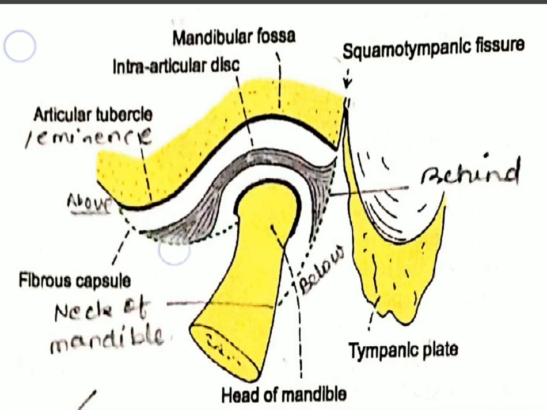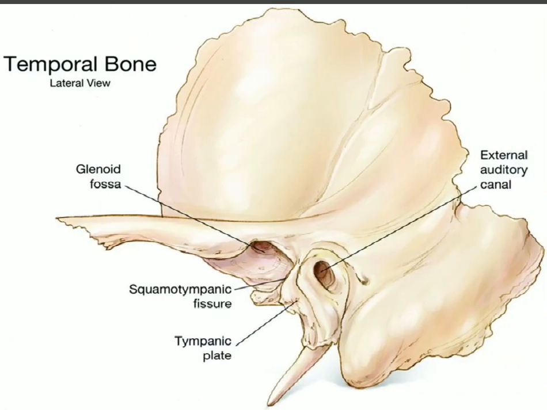This green dotted line is the fibrous capsule. So above, the capsule is attached to the articular tubercle. Below it is attached to the neck of the mandible. Behind, on the posterior side, it is attached to the squamotympanic fissure. This is the squamotympanic fissure. It is known as squamotympanic because it exists between the squamous part of the temporal bone and the tympanic plate. And in front, it would be attached to the circumference of this mandibular fossa.